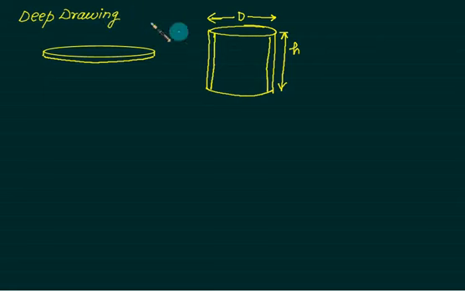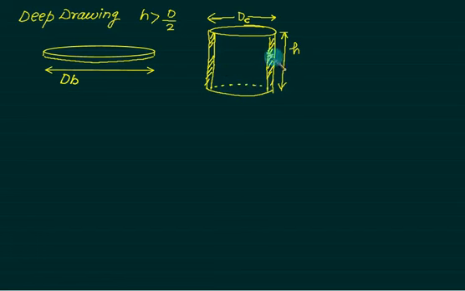In deep drawing operation, the height h must be greater than the diameter by 2. Then it is called a deep drawing operation. For this case, we have a blank here. So the diameter of the blank will be equal to dB. This we call the diameter of the cup. So we have material required at this point, and we have material required at the bottom also.